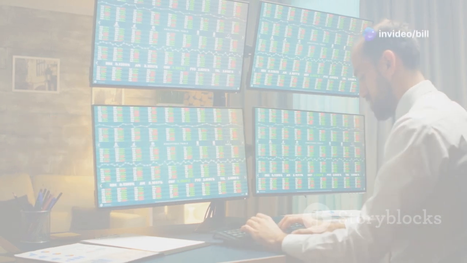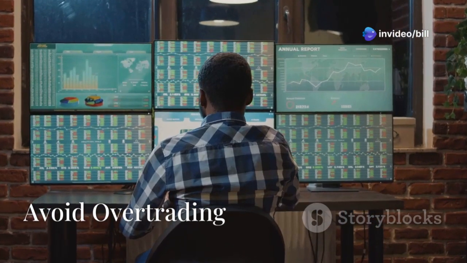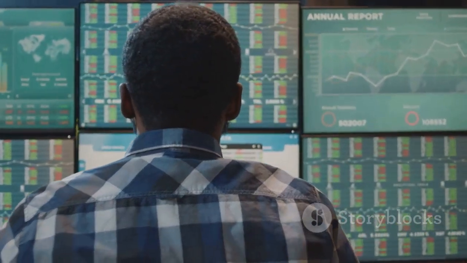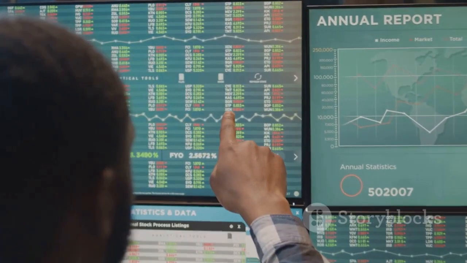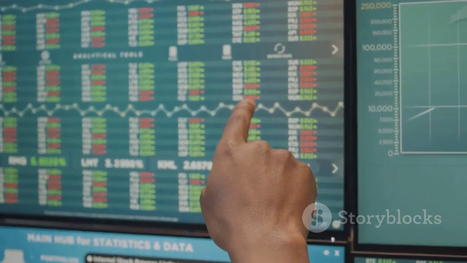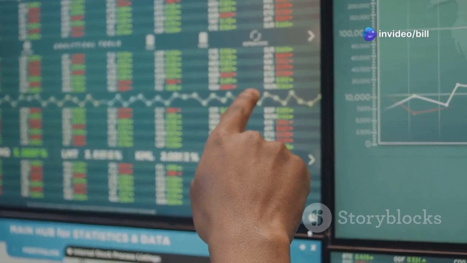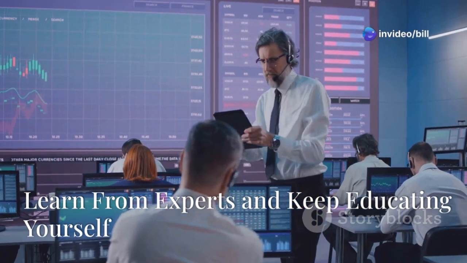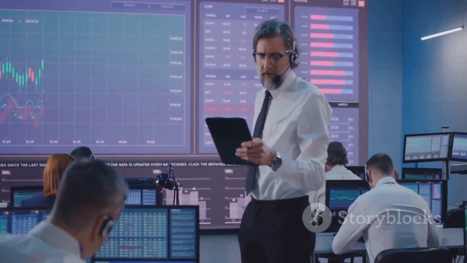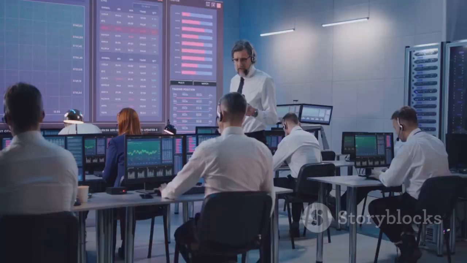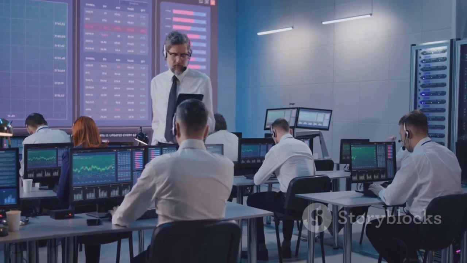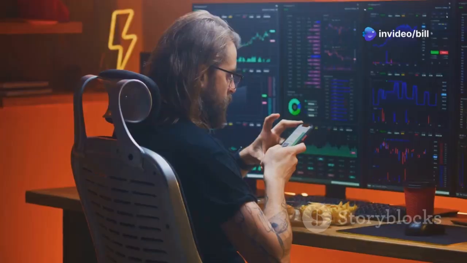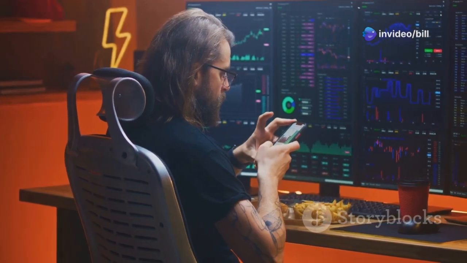Number 4 pro tip, avoid emotional trading. Emotions like fear, greed, and impatience can cloud judgment and lead to poor decisions. To keep emotions in check, stick to your plan. Follow your trading strategy without second guessing. Take breaks, step away from the market if you feel overwhelmed or tempted to chase losses. Also, stay disciplined, avoid impulsive decisions based on market hype or panic.